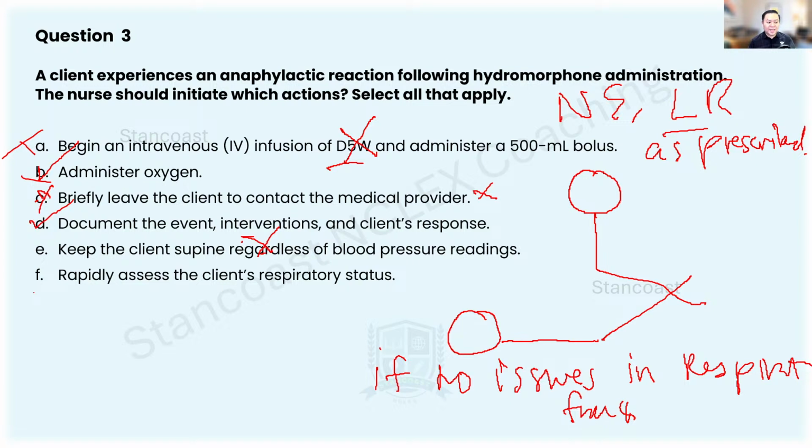What about letter F? Rapidly assess the client's respiratory status. Of course, this can detect those adventitious sounds that can signify the patient has closure or narrowing of the airway. So we're going to pick that as well. So our answers this time are what? B, D, and letter F. B, D, F. Let's take a look at number 4.